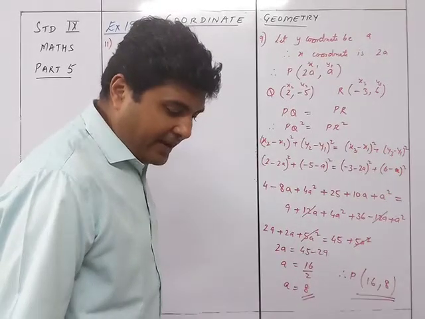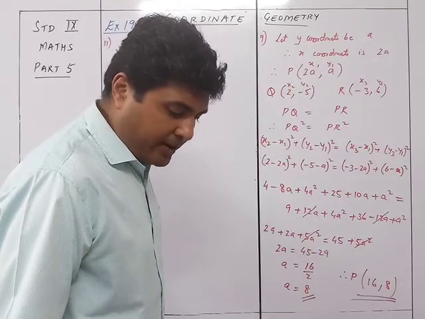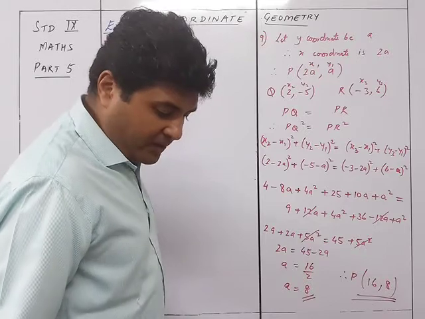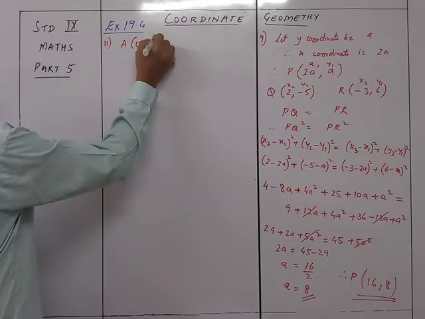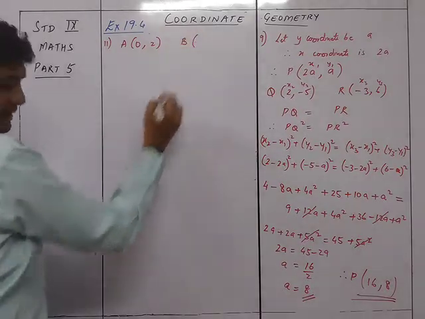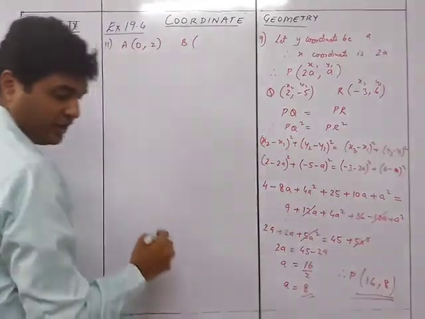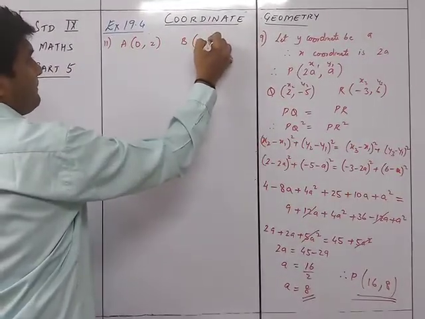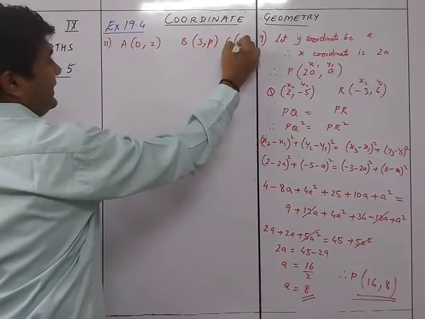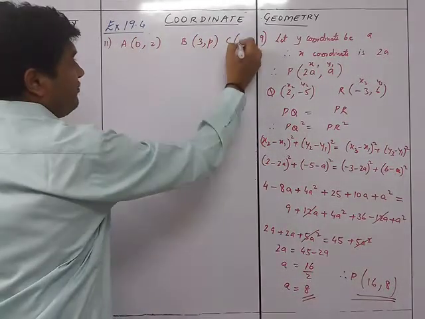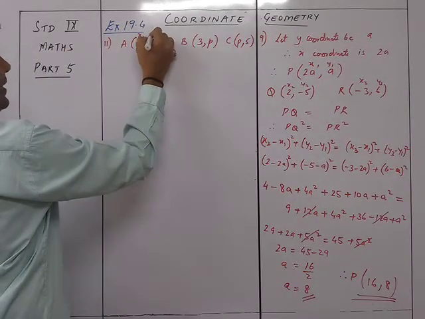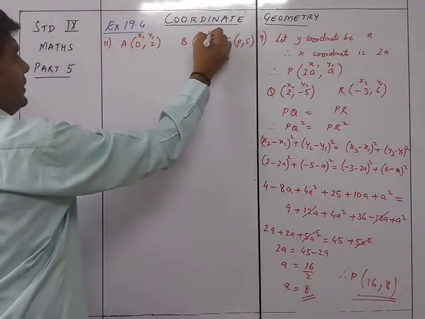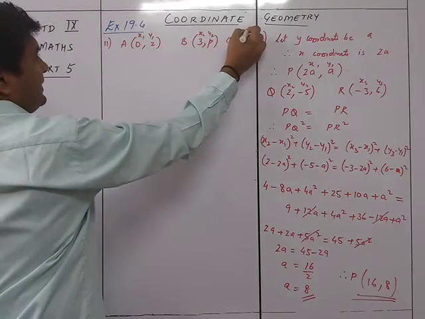If a point A (0, 2) is equidistant from points B and C, find the value of P. Okay, so it is given that A is (0, 2), B is (3, P), and C is (P, 5). So this is x1, y1, x2, y2, x3, y3.